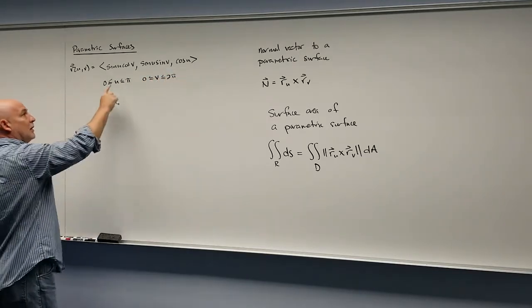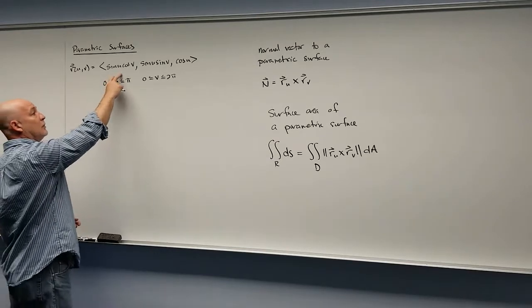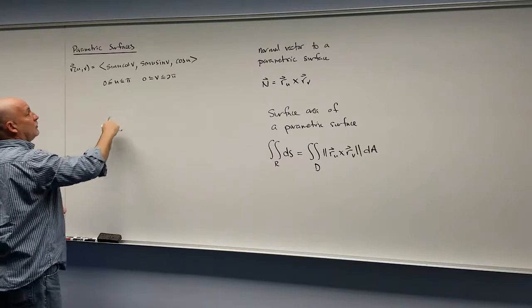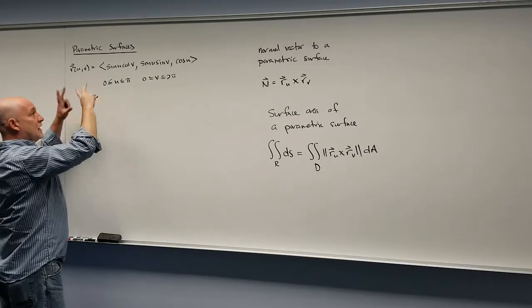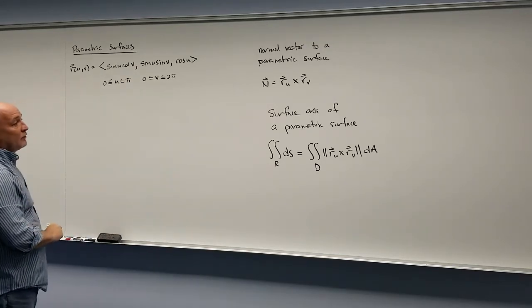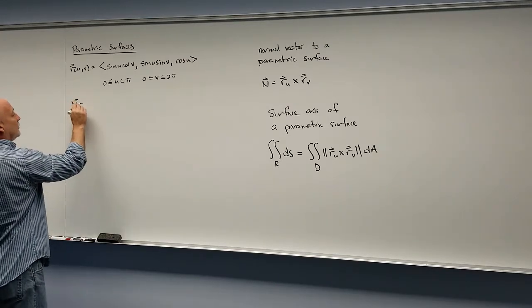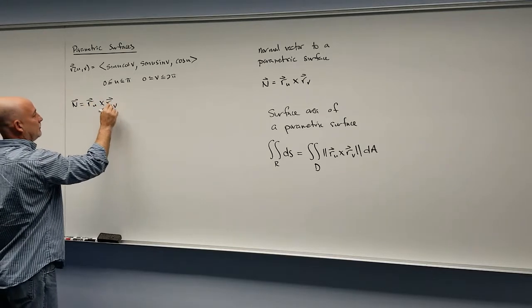Now you may recognize these. I've changed the letters a little bit, but those are just the components for spherical. So if you replace u with phi and v with theta, this is actually a sphere if we let our bounds go all the way from that. So let's see if we can find a normal vector to the sphere.